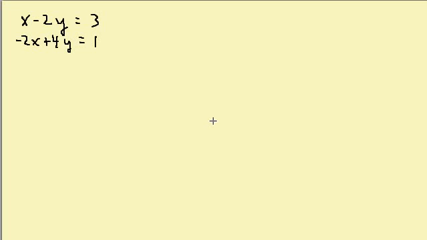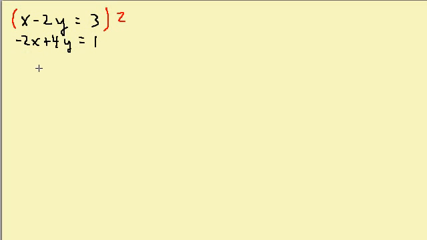Alright, this is the third video solving systems of equations. So let's go ahead and get rid of the x's. I'm going to multiply the first equation by 2 because that'll give me 2x plus negative 2x is 0. That'll get rid of the x's.